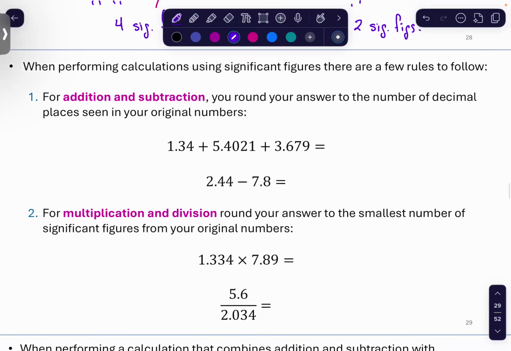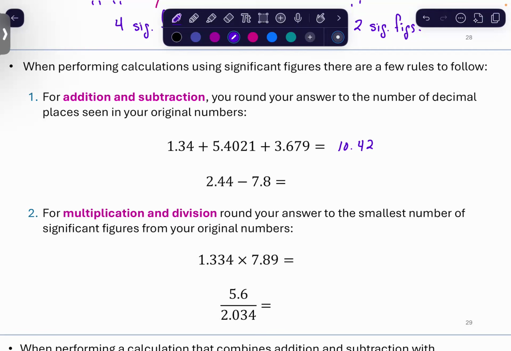Okay, so there's a couple of rules for performing calculations. In addition and subtraction, you're going to round your answer to the number of decimal places that the smallest number has that is involved in your addition or subtraction. It's easier to get the hang of if we just look at it. So if we look at this first addition and we say, well, what is the answer going to be? When you add this all up, you're going to round it to 10.42. Now you notice that your answer has 4 significant figures.